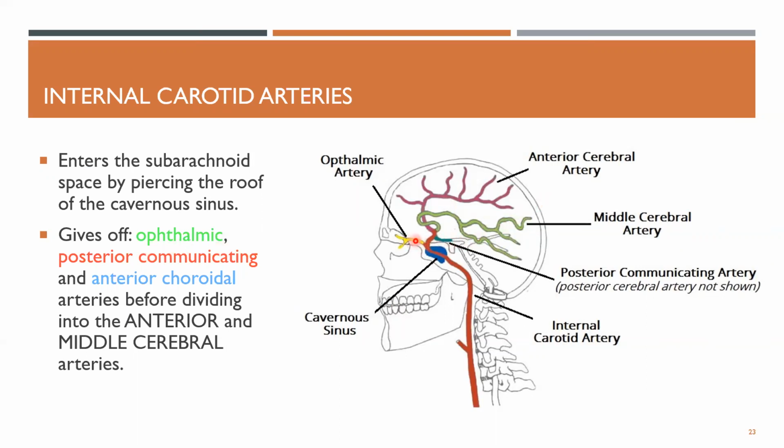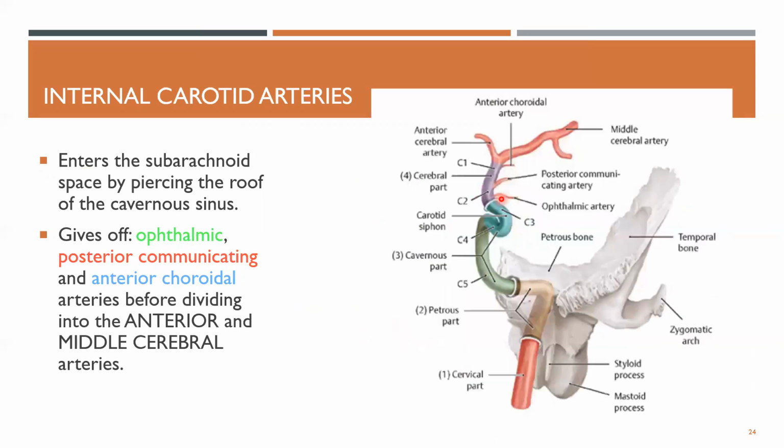It has an ophthalmic branch, posterior communicating artery, which is part of your circle of Willis. You have an anterior choroidal artery, and then it has different branches, including your middle cerebral artery and your anterior cerebral artery. Here you could see that the internal carotid artery has different branches: ophthalmic, posterior communicating artery, anterior choroidal artery, and the anterior cerebral and the middle cerebral artery.